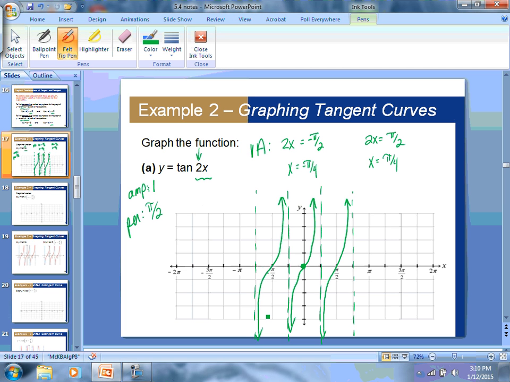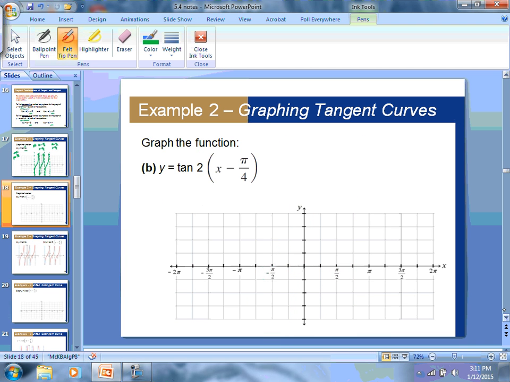Okay? So the nice thing about these is that you don't have to make a table of values. So that's nice, but there is a lot of detail to remember with the vertical asymptotes and what you set it equal to. Okay, so let's try another one.